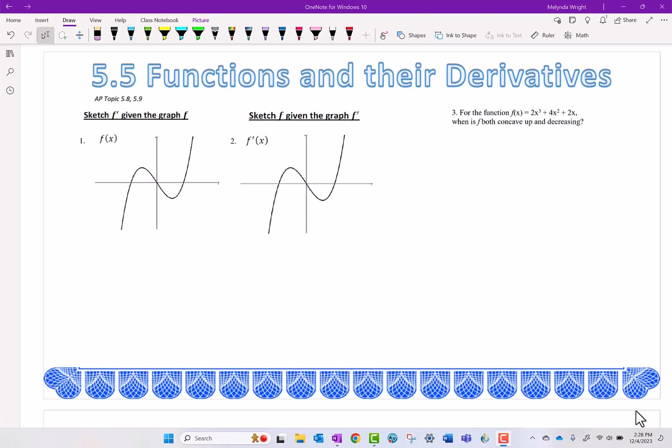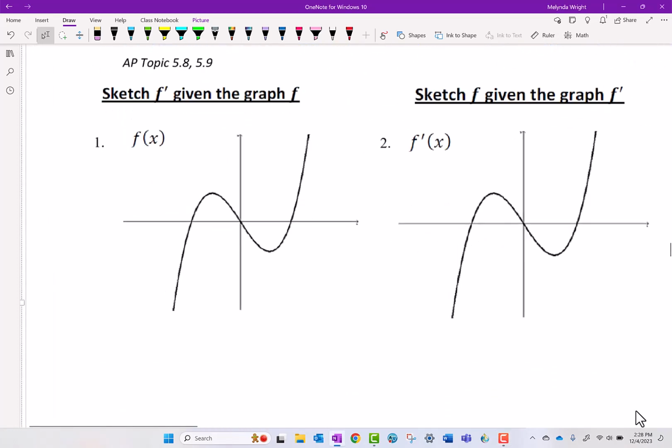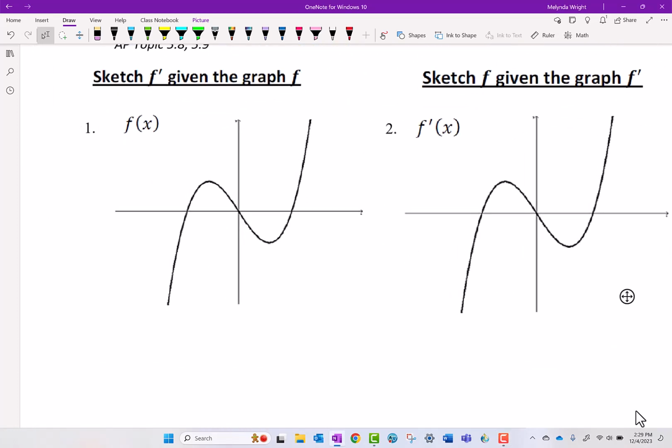So on this first example, we're going to start with the graph. So this is f. Okay, so this is a picture of f. And what we want to do is sketch the first derivative given a picture of the function. Okay, so let's think about that for a second. How do we read the first derivative off of the position? Okay, so that would be slopes, right?